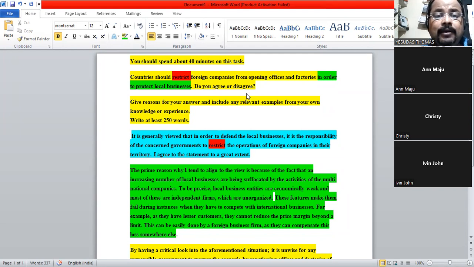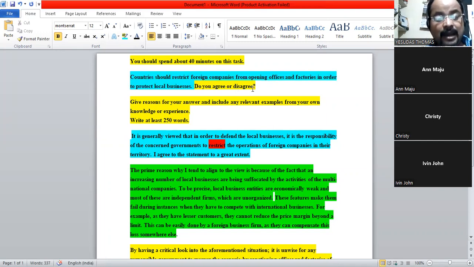Today, we are going to discuss an opinion question, which is related to the operation of foreign companies in a country's territory. So the question goes like this: countries should restrict foreign companies from opening offices and factories in order to protect local businesses. So this is the statement part which is to be highlighted. Do you agree or disagree?